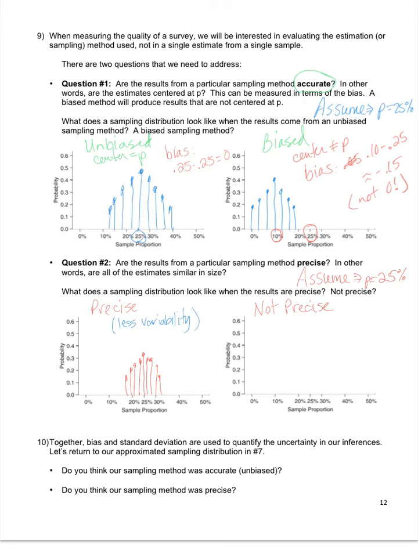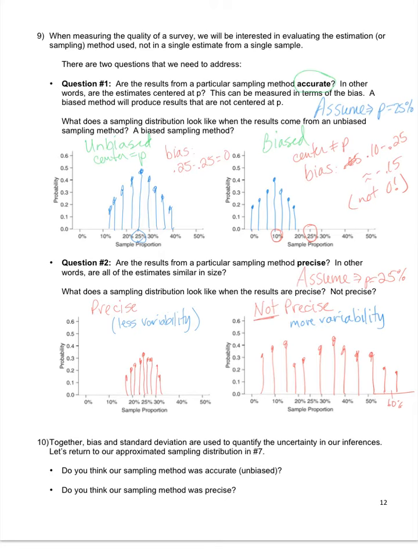Over here on the right, if it's not precise, we might see a distribution that looks like this. So notice here we've got a lot more spread. In fact, we could even imagine this continuing on to the right. Very imprecise results. So this is not precise, which means there's more variability. A lot more spread in our results.